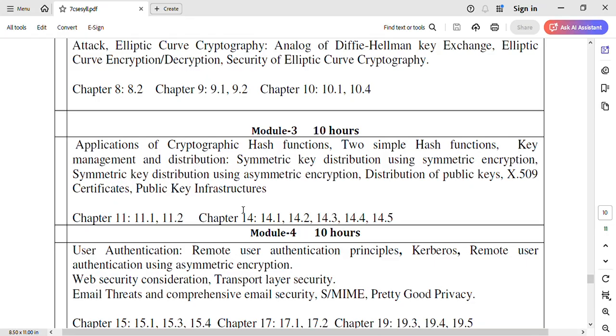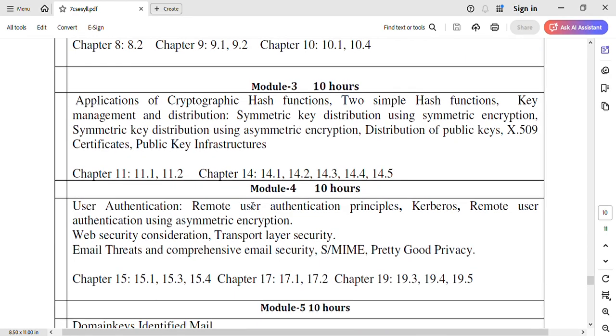When it comes to module 3, we are going to discuss the applications of cryptographic hash functions, two simple hash functions, key management and distribution. Symmetric key distribution using symmetric key encryption, symmetric key distribution using asymmetric key encryption, distribution of public keys, X.509 certificates, public key infrastructure, or we can say PKI. So 11.1, 11.2, 14.1, 14.2, 14.3, 14.4, 14.5 are the syllabus included under module 3.